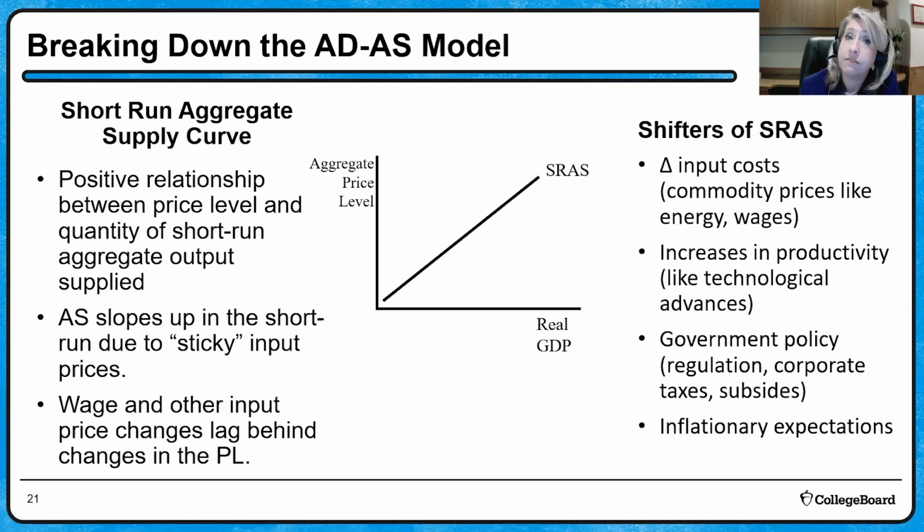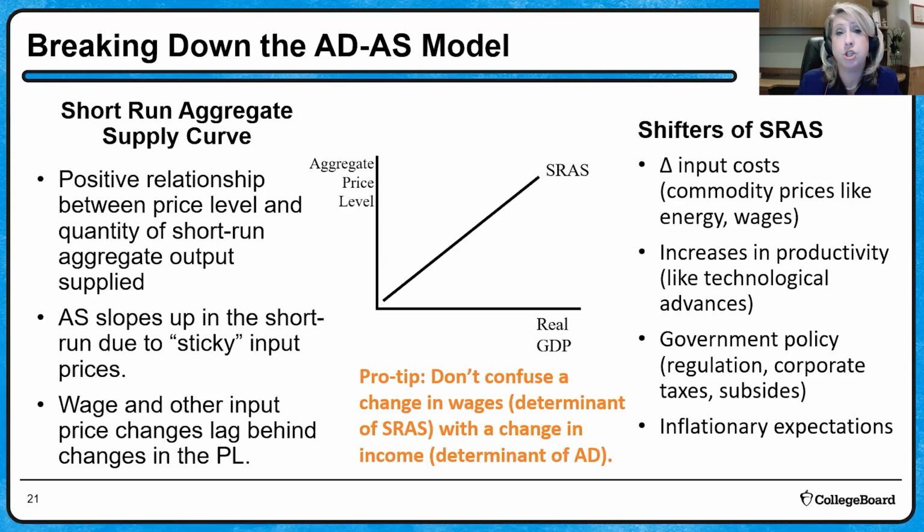And don't forget that inflationary expectations is an important determinant of short-run aggregate supply too. All else equal, if firms expect to be able to get a higher price level for their goods in the future, they're going to decrease short-run aggregate supply today. If they expect the price level to fall in the future, they're going to try to sell more while the price level is high. So increase in inflationary expectations, SRAS shifts left; decrease in inflationary expectations, SRAS shifts right.